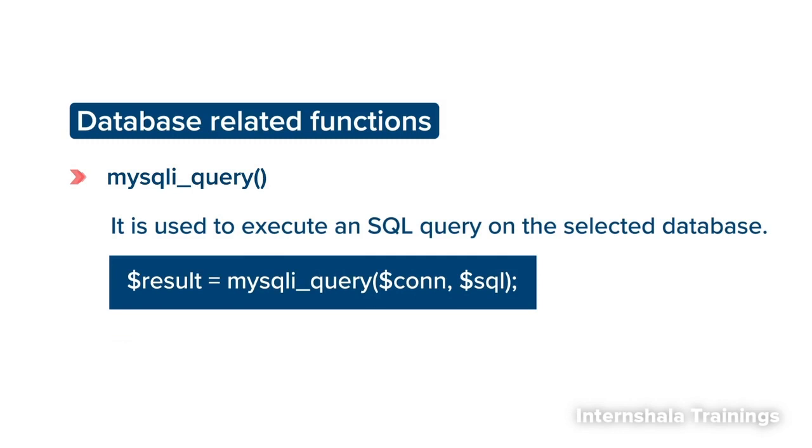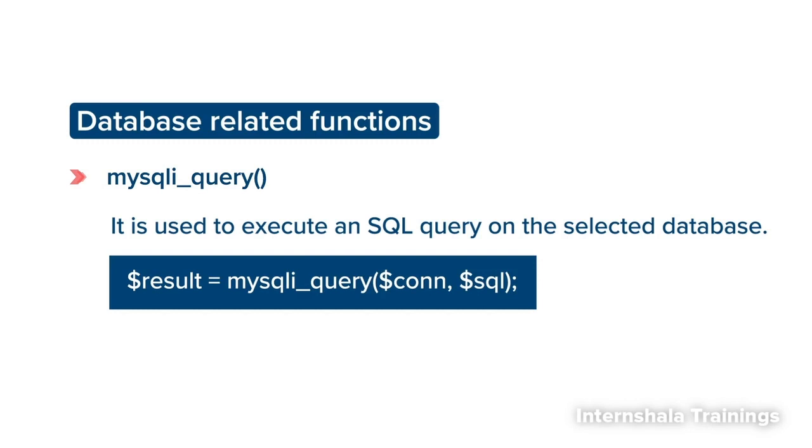This is the syntax for this function. This SQL query function takes two parameters. The first one is the connection reference object, which we have already discussed earlier. And the second parameter is the SQL query in the form of a string. This function returns a false value if, due to any reason, the query fails to execute, and it returns true if the query is executed successfully.